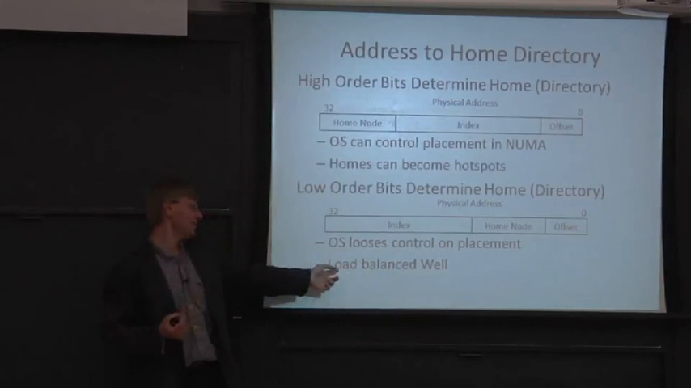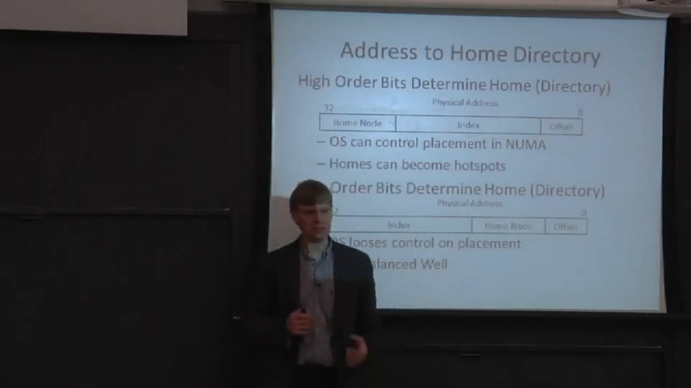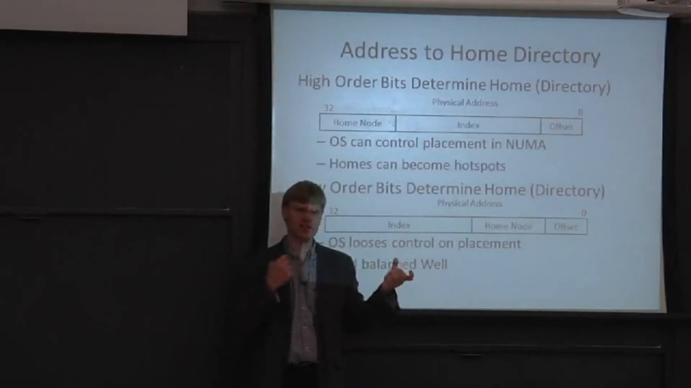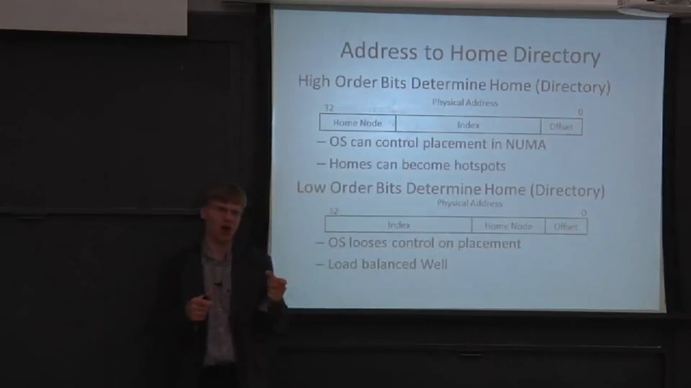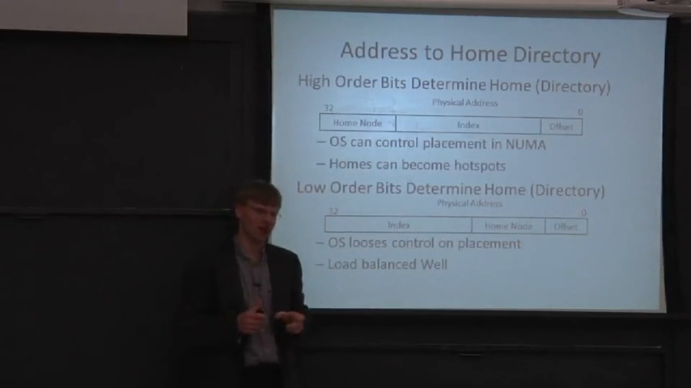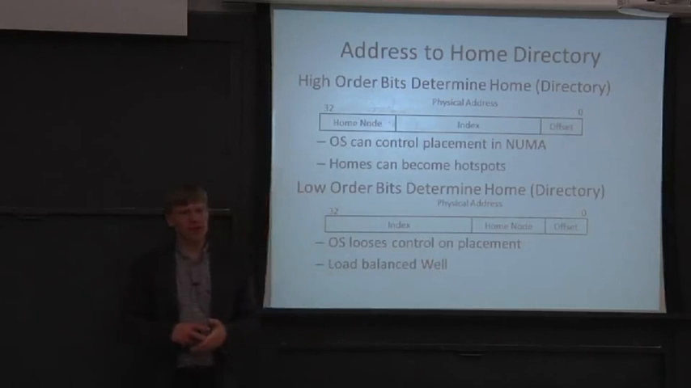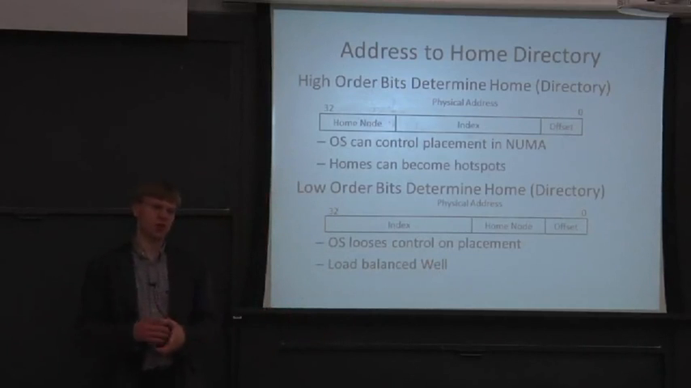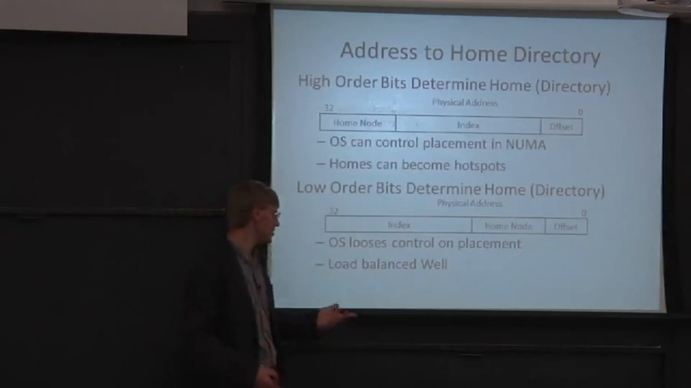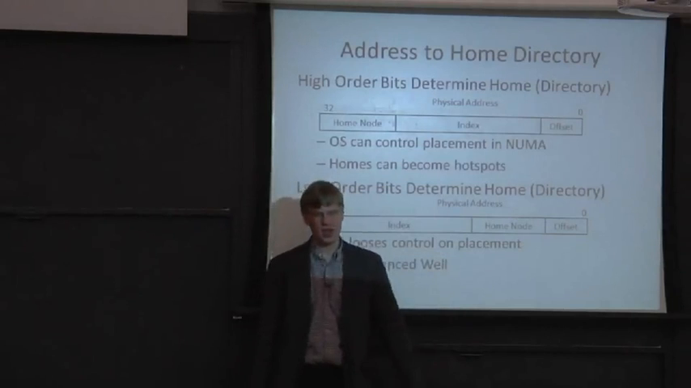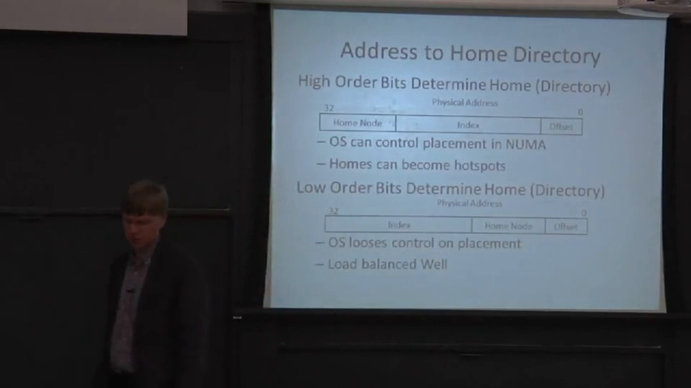But if you have slightly different cache lines, which is pretty common because it's pretty hard to contend all on one cache line, there's just not that much data in one cache line, you'll spread across the different controllers, and you'll effectively have some good distribution. The flip side, though, is the OS loses placement ability here.